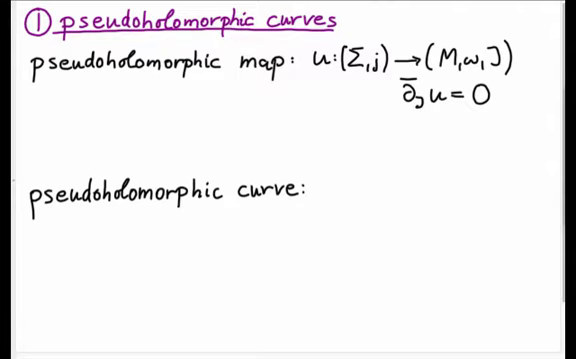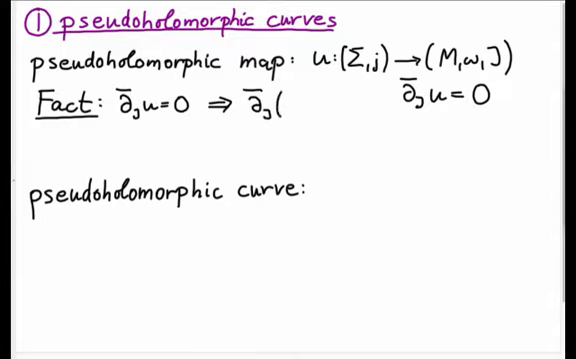So far, so good. And then the fact here is that once we have one pseudoholomorphic map, we usually have a whole lot more. So once I have one, I can reparameterize it with any automorphism of my domain.